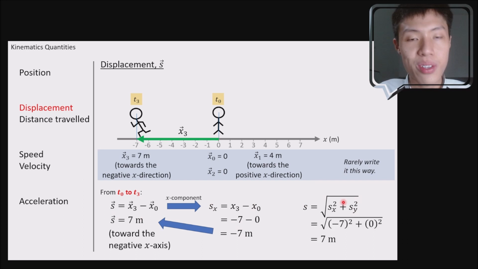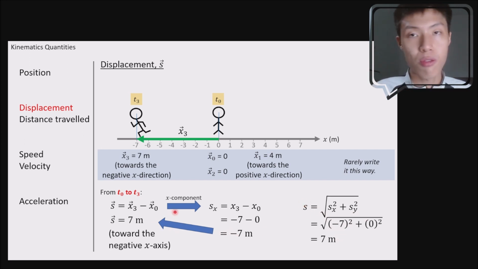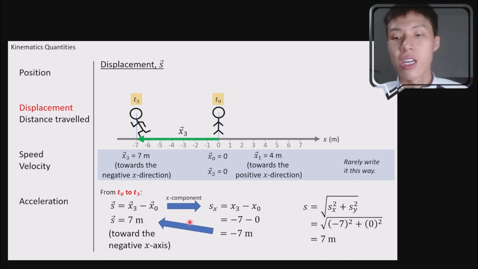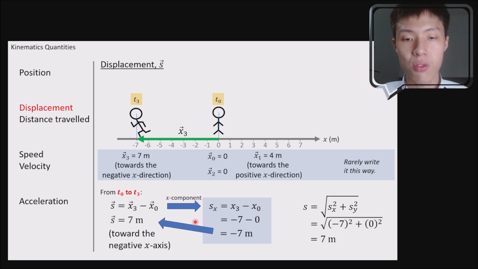If you do Pythagoras theorem, the square here and the square here will change the sign of the components. So previously it was negative, but after going through the Pythagoras theorem process, you get back a positive value as its magnitude. So this is how you go from negative to positive. Okay, so this is from T0 to T3. Let's move on.